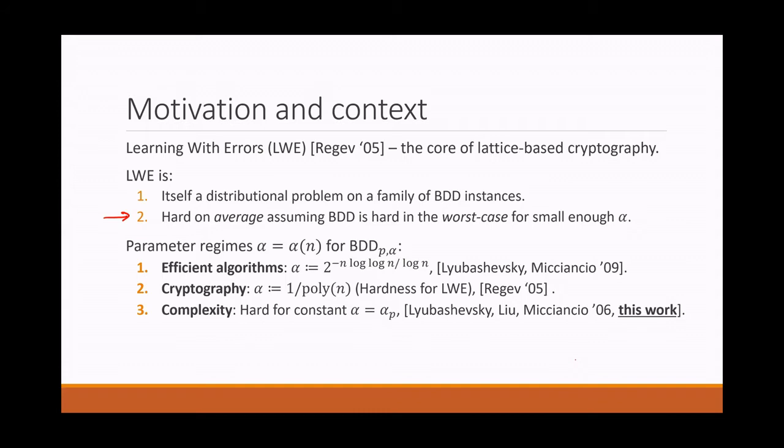But both in the prior work by Liu, Lyubashevsky, and Micciancio, and in this work, the focus will be on showing worst case hardness results for alpha which is constant. And here we'll worry more about alpha as a function of p. Of course, it's a very interesting question whether we can close these gaps between the algorithmic regime, the cryptographic regime, and the complexity regime. And we hope that our work is a step in this process.